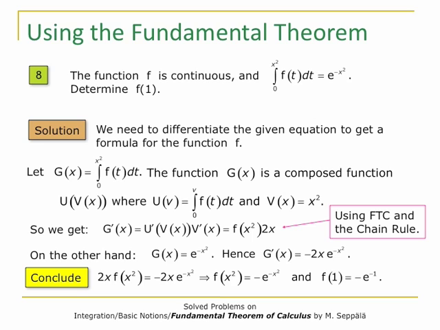And if x is 1, also x squared is 1, and therefore f at 1 can be computed by plugging in x equals 1, and we get f at 1 is minus e to the minus 1. So that is minus 1 over e.